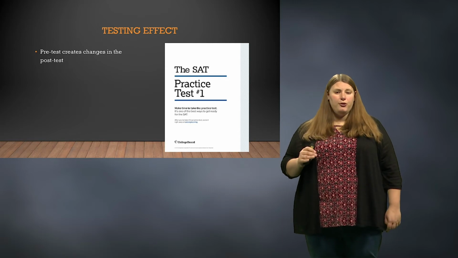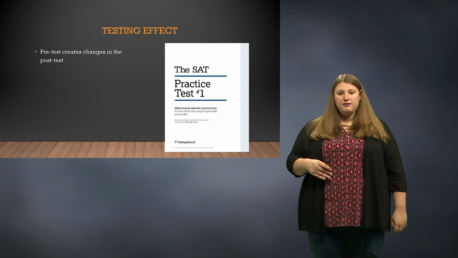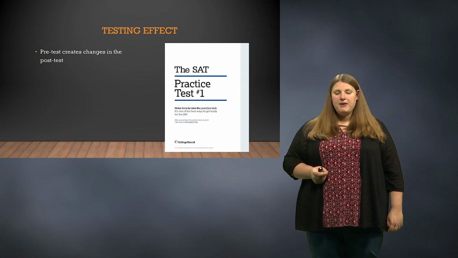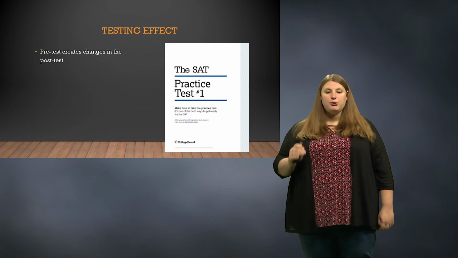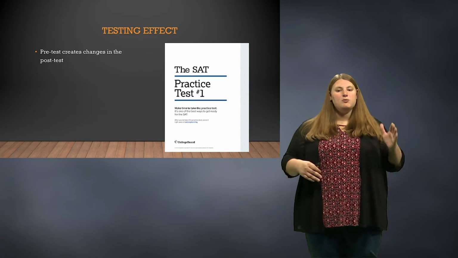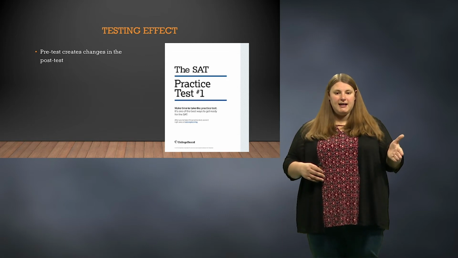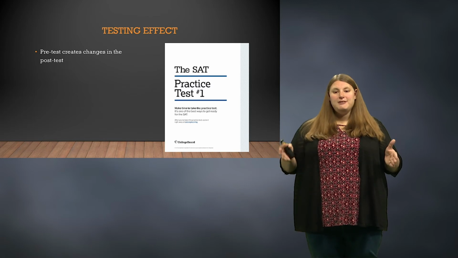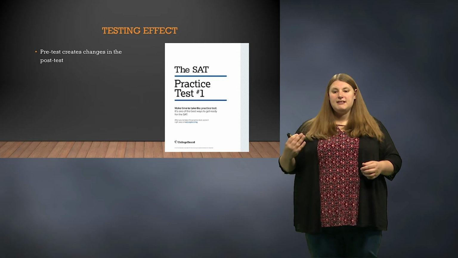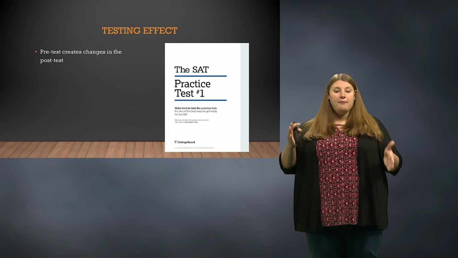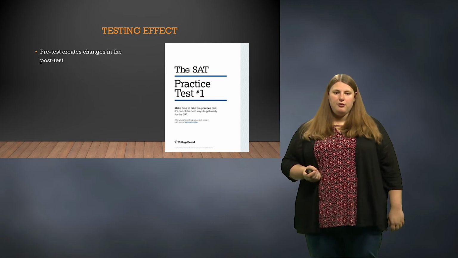Remember the Solomon 4-group design I showed you in the first lecture video on true experimental designs? The Solomon 4-group design is perfect for identifying and controlling for the testing effect because one of the experimental groups gets a pretest, but the other experimental group doesn't. So the researchers can identify if the pretest is causing a problem in the experiment by comparing the 2 experimental group outcomes.